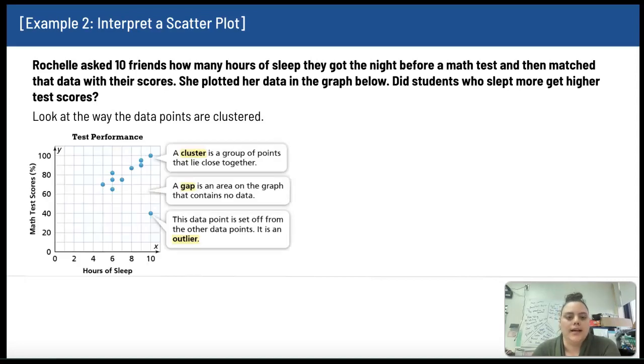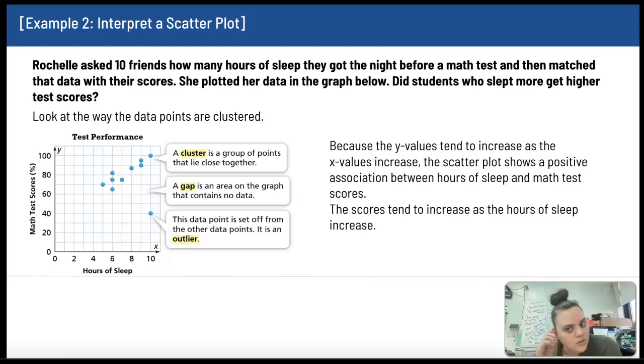Let's look at the way that the data points are clustered. So we can see that there is a group of points lying close together. There is a gap in this graph, and that is because there is an outlier kind of away from the group. Overall, we can see that the more sleep people got, the higher their score was. So because the y values tend to increase as the x values increase, the scatter plot shows a positive association. This means that your score tends to increase as the number of hours of sleep you get increases.